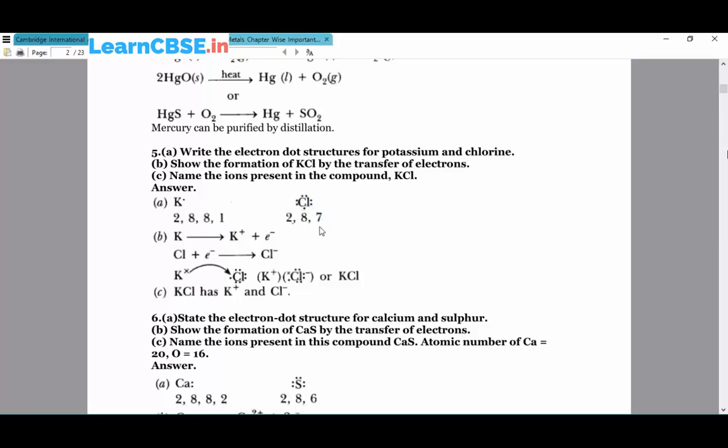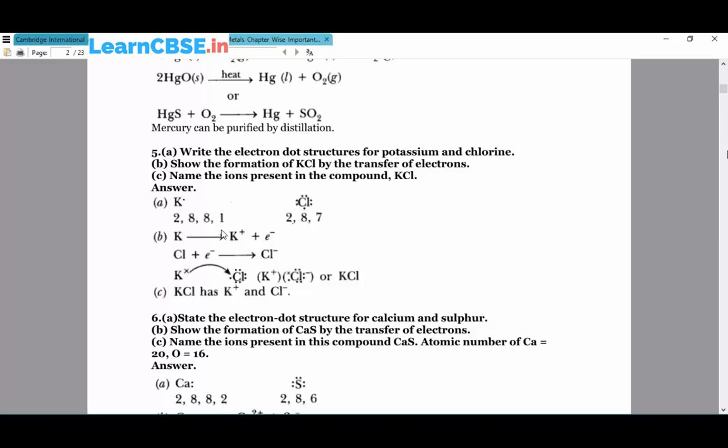Chlorine has atomic number 17, so the number of electrons is 17. The first 2 electrons are placed in the first shell, the next 8 electrons in the second shell, and 7 electrons in the third shell.